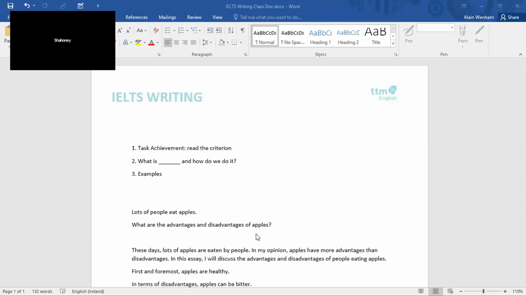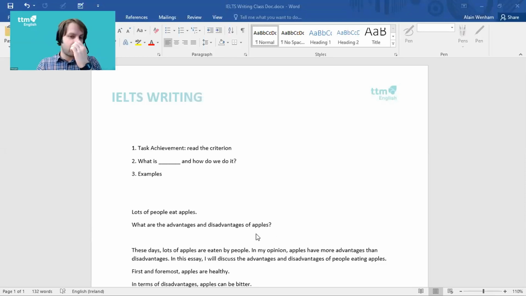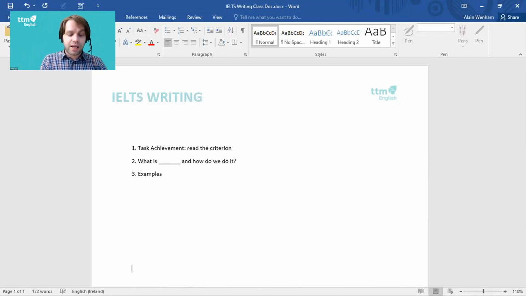Yes. Okay. Fantastic. All right. So what we're going to try and do is focus on task achievement. We're going to read the criteria today. Then, after we've analysed the criteria, we'll be asking ourselves this question: what is blank? And if you analyse the criteria well with me, you'll be able to tell me, okay? Then I'm going to give you some examples. And then we'll probably just start to write a letter together, okay? Or at least analyse some letters.